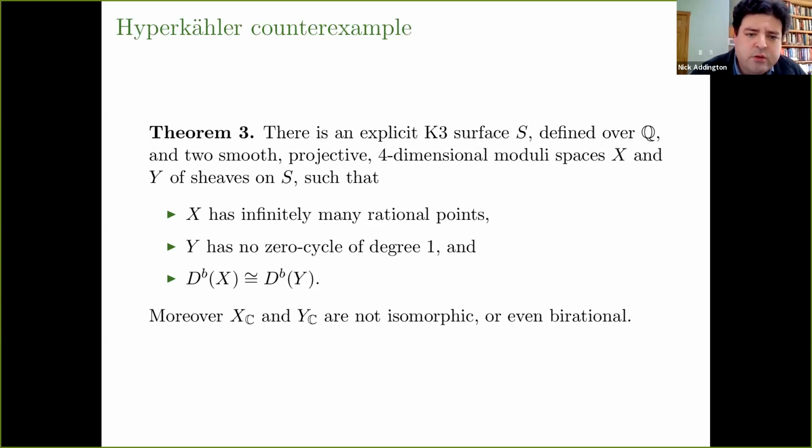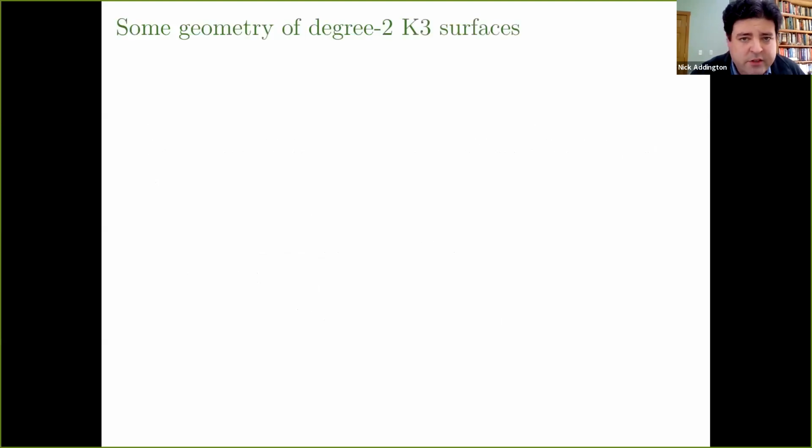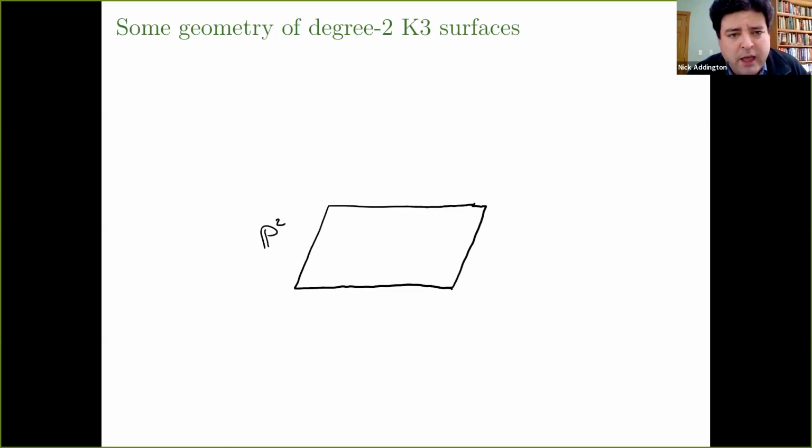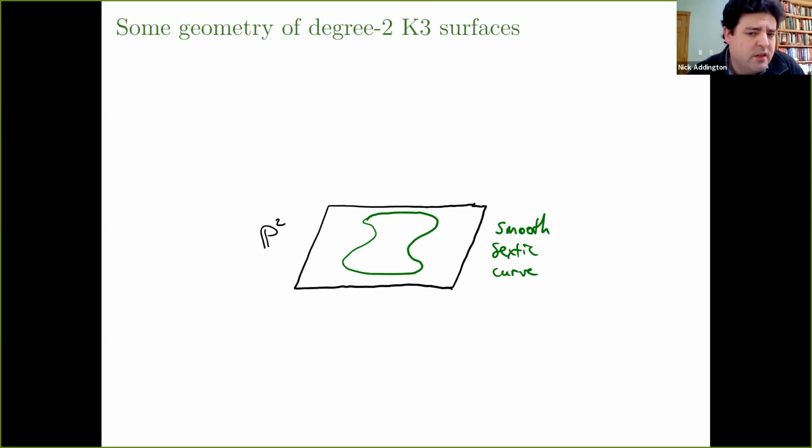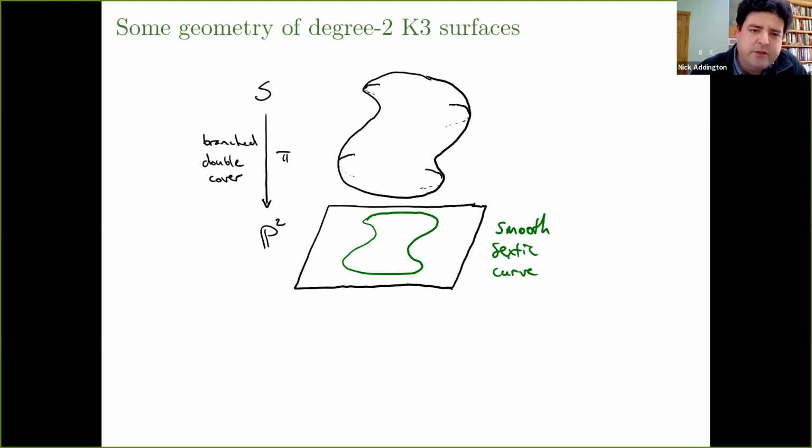Okay, so before I tell you more about X and Y, I need to tell you something about the geometry of degree 2 K3 surfaces. So you start with the plane, and you choose a smooth sextic curve. This curve might look quartic to you, but it's meant to be sextic. And then you take the double cover of P2 branched over that sextic curve. So you're imagining like a pillow up in the air, a double cover ramified over the smooth sextic curve.